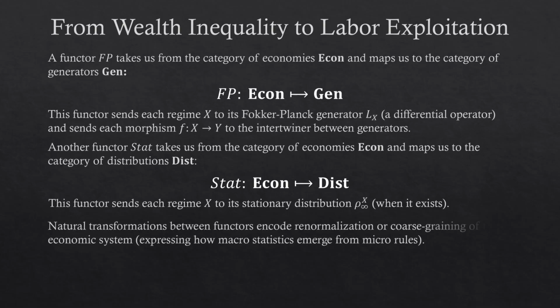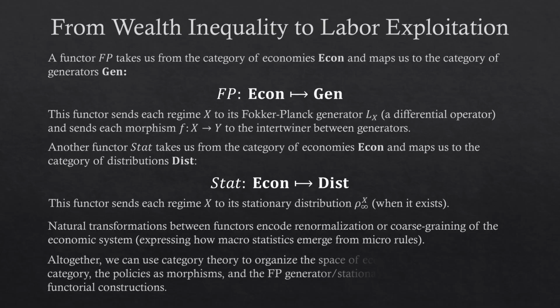Natural transformations between functors encode renormalization or coarse-graining of the economic system, expressing how macro statistics emerge from micro rules. Altogether, we can use category theory to organize the space of economic systems as a category, the policies as morphisms, and the Fokker-Planck generator or stationary distributions as functorial constructions.